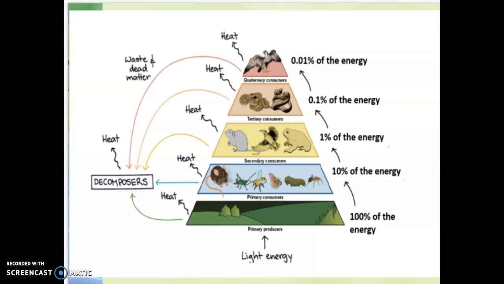Okay, this chart is just showing you the percentage from the original start to the very end. The quaternary consumer, that's the top dog. That's the one that nobody messes with. So that is 1/100th of a percent of energy from the start. Okay, it goes down by 10% each time. Kind of follow that.